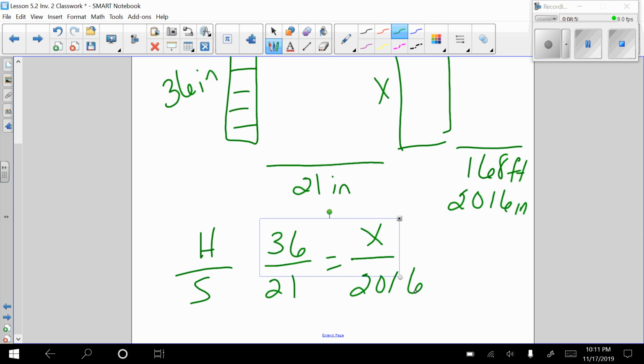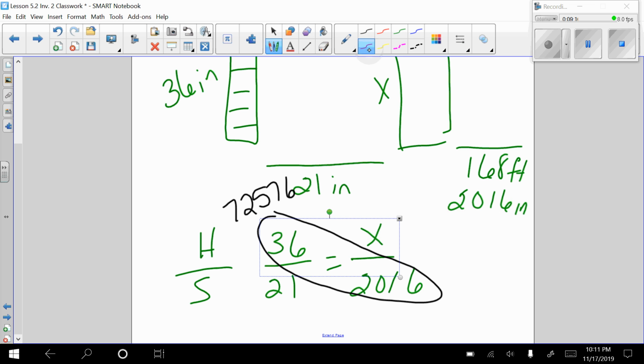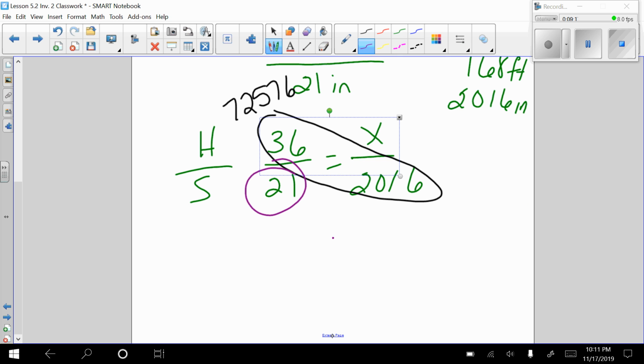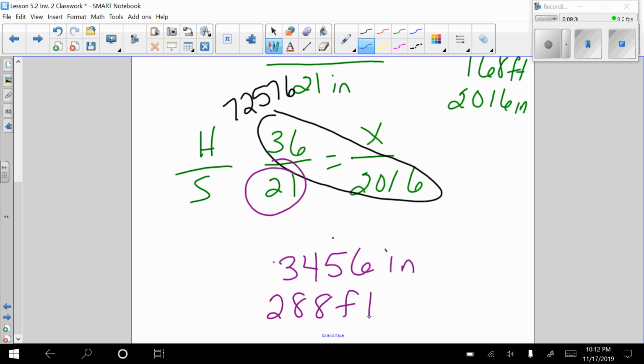If I cross multiply 36 times 2,016, make sure you're drawing our line so we know we're cross multiplying, I get 72,576. And remember, you want to divide that by your lonely guy of 21 inches. So we find out that the building is 3,456 inches tall. If we wanted to change that to feet, we could divide that by 12 to find out that it's 288 feet tall.